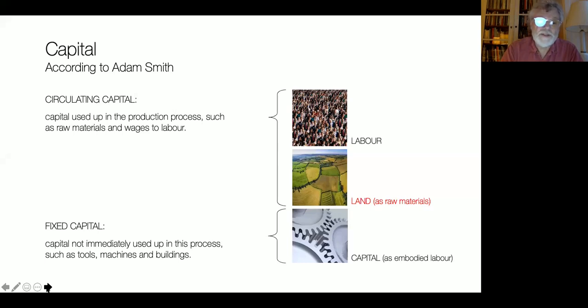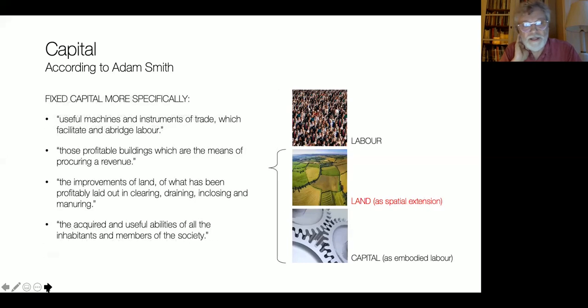So in the next step, when he starts to talk more about fixed capital, it gets a bit confusing again, but for new reasons. He identifies 4 types of fixed capital. And the first one we recognize, the useful machines and instruments of trade, which facilitate and abridge labor. Yes, we recognize that. But it's also those profitable buildings which are the means of procuring a revenue. Okay, yes, we're onto that too. And I find it interesting that buildings here really constitute a capital, also in Adam Smith's mind.